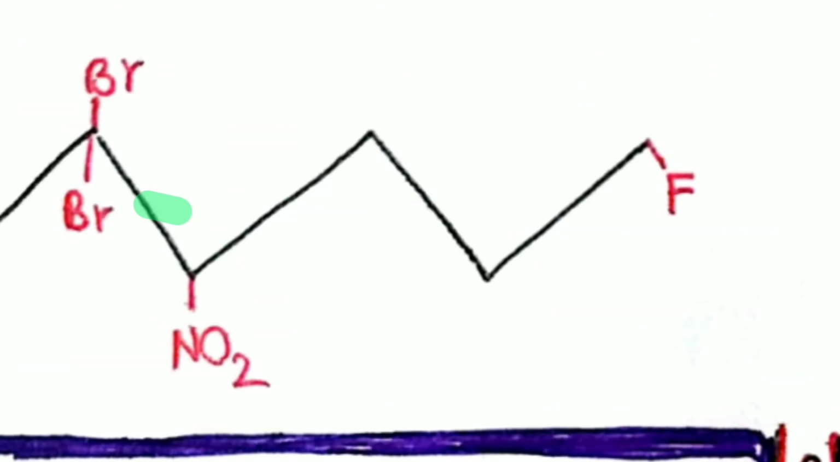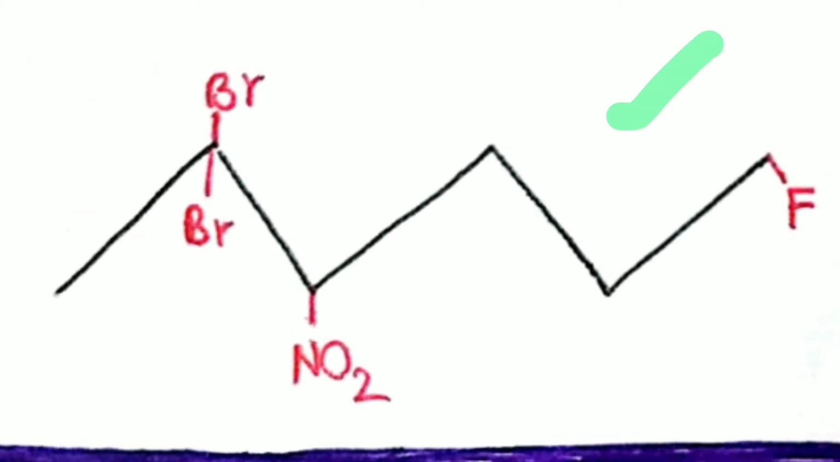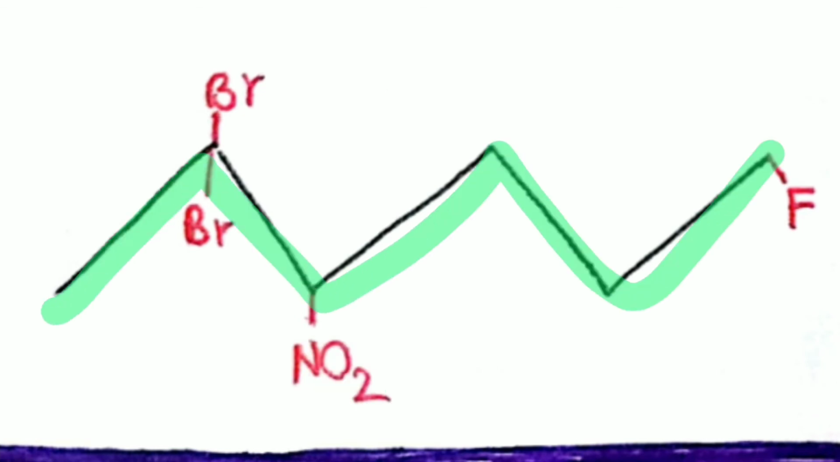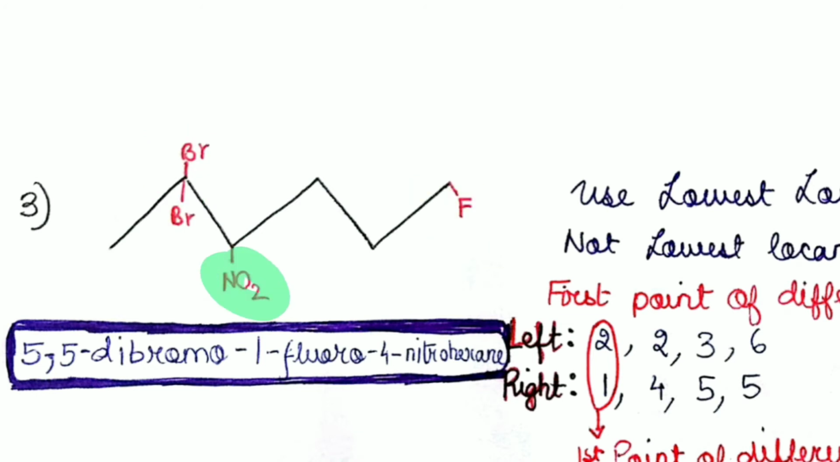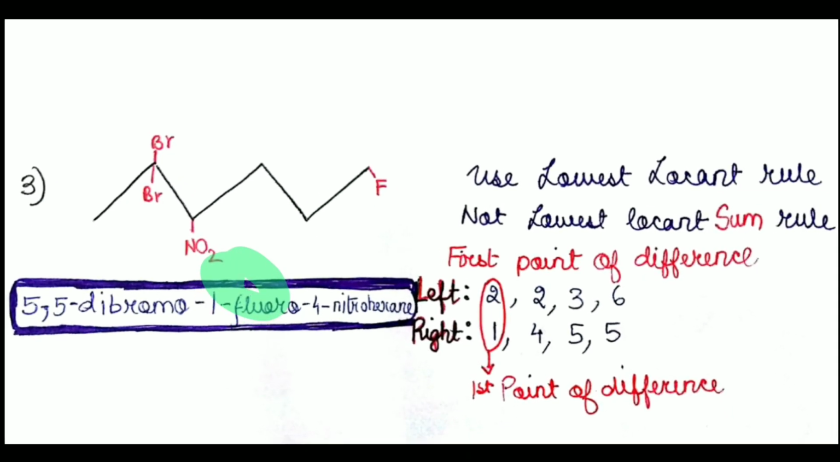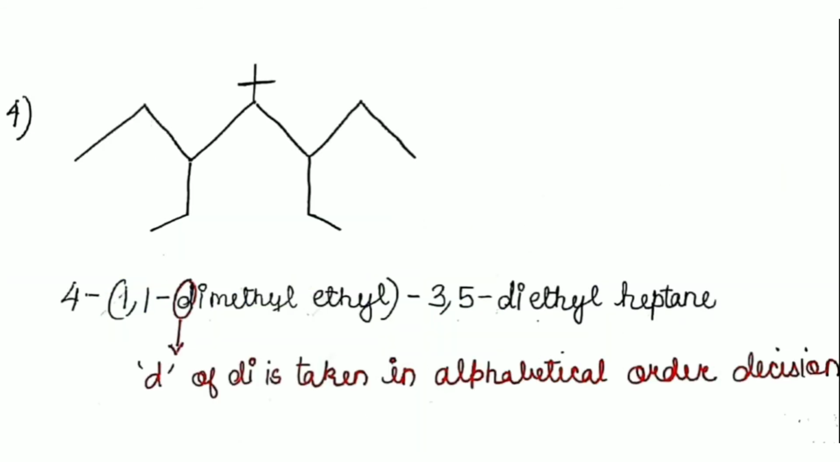So then we start our numbering from the right. So the name of this compound, guys, will be 5,5-dibromo-1-fluoro-4-nitrohexane. Again, the reason why we took bromo before fluoro before nitro is due to the alphabetical order decision. So the name of this compound is finally 5,5-dibromo-1-fluoro-4-nitrohexane. Let's look at the next question, guys.